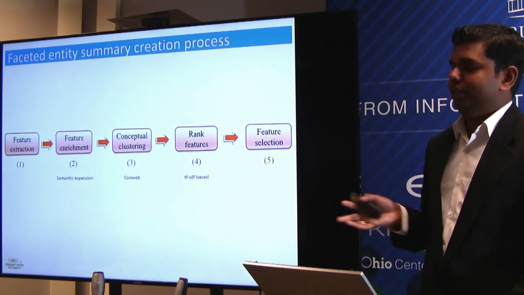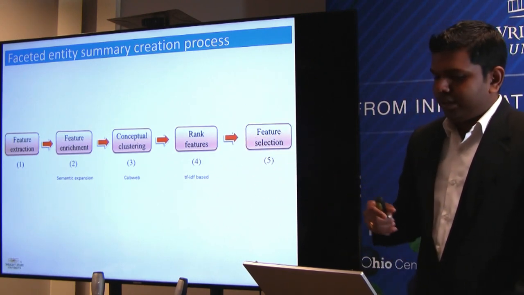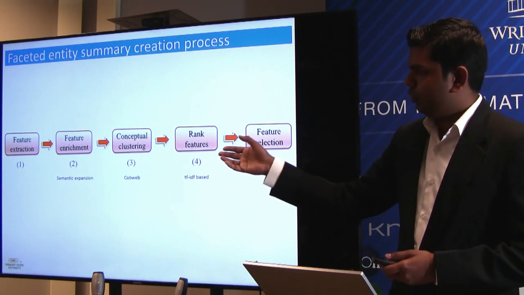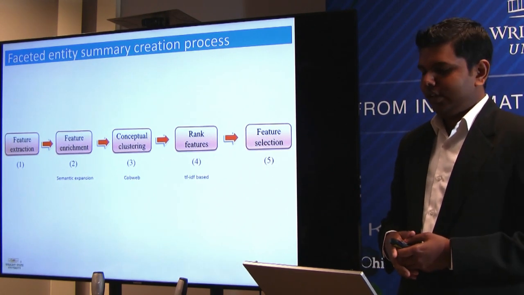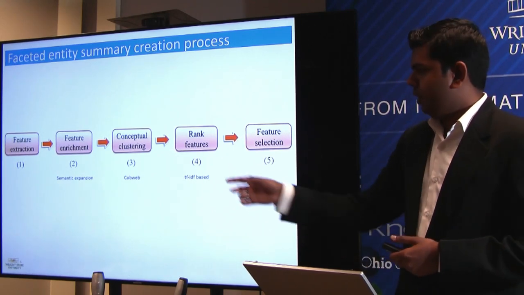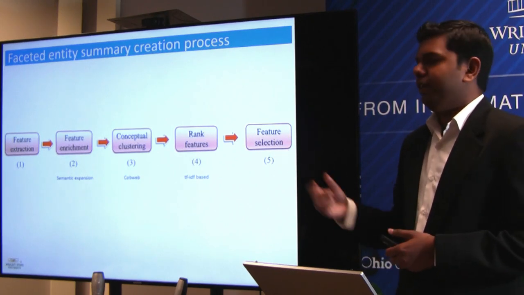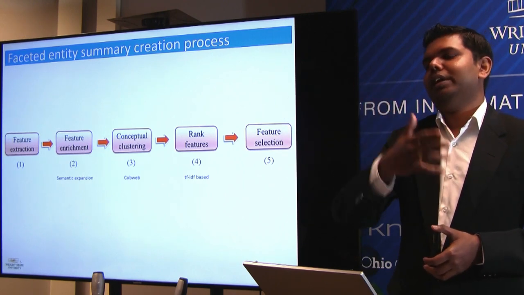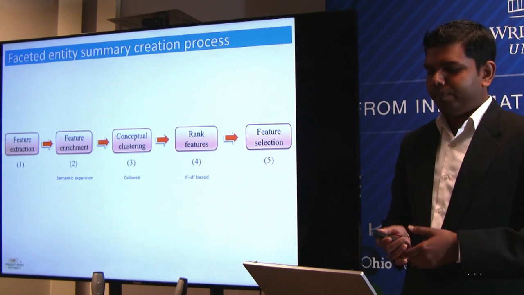And then putting all the things together, what's happening is we get the feature set, we enrich the features by semantic expansion, we see that word set creation. And then we do the clustering using the COBWEB algorithm. And then we do the ranking influenced by the TF-IDF mechanism. And then we create the facet identity summary. Going through each facet, picking one by one from each facet, it creates a facet identity summary.